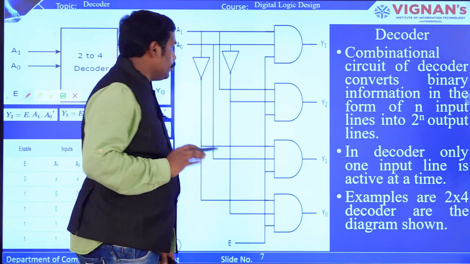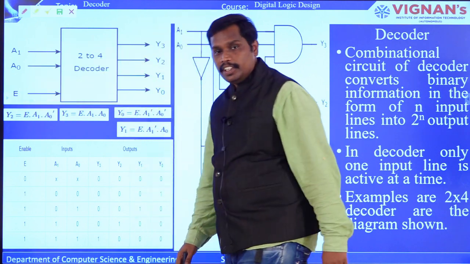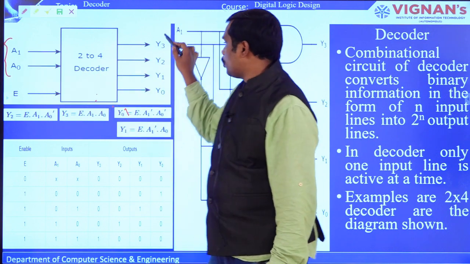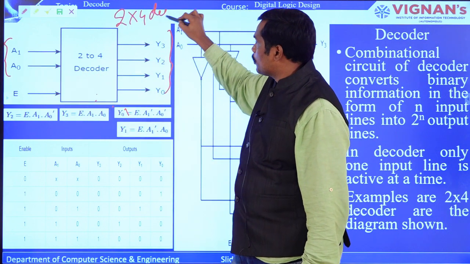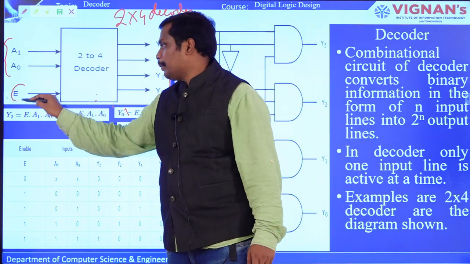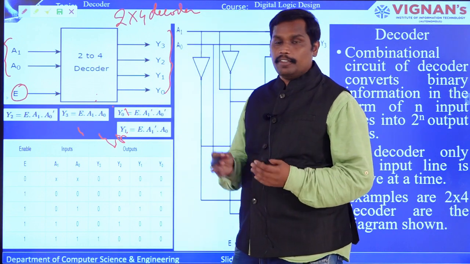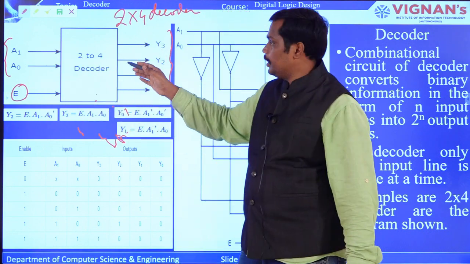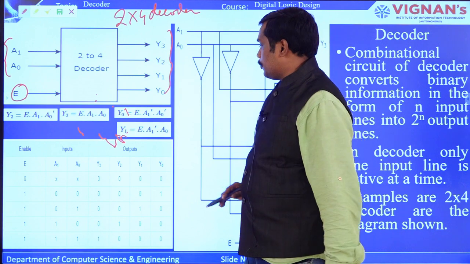So the decoder, as I told you, this is a general diagram. This is the block diagram that you can see here. It has 2 inputs and 4 outputs, so this is a 2 by 4 decoder, in which you will have an enable pin. If the enable pin is set to 1, then the circuit is active. If it is 0, then the circuit is inactive. Based on these 2 inputs given to the decoder, you will get back the 4 outputs.